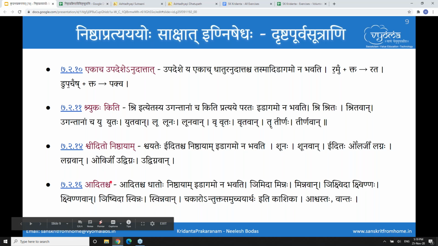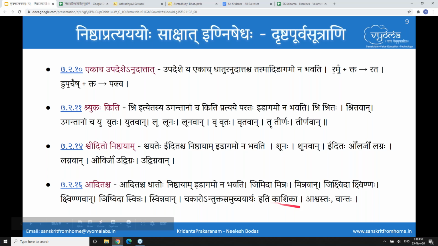There is a chakara present in this particular sutram, aditascha. Kashikakara says anukta samuchya, chakaraha tu anukta samuchayarthaha. I think there's a typing mistake over here. Chakaraha tu anukta samuchayarthaha. So some other dhatus are also there.